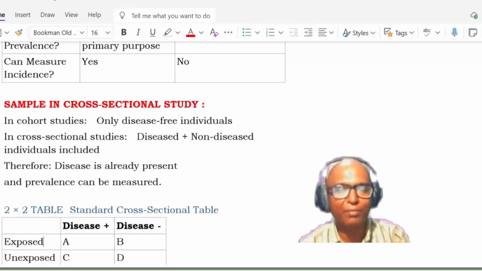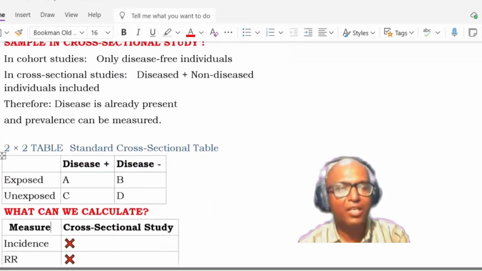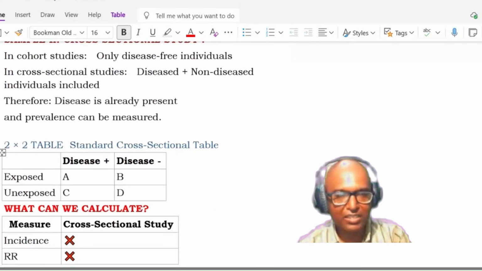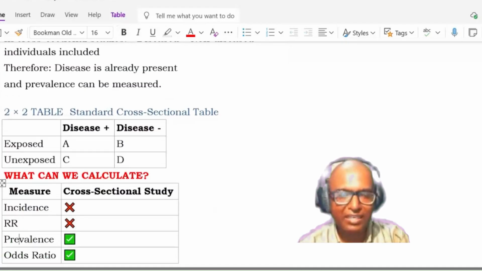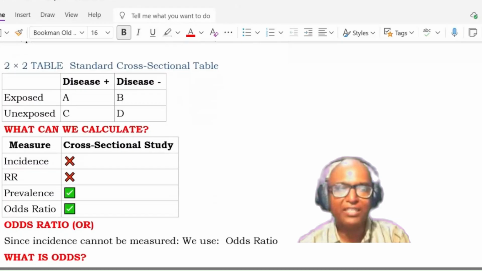So the 2x2 table for the cross-sectional study will have disease and non-diseased here, and here we will put exposed and unexposed. So this is the 2x2 table where we are going to put A, B, C, D. What can we calculate in the cross-sectional study? Can we get the incidence? We will not get the incidence. We will not get the relative risk in the cross-sectional. We will get the prevalence and the odds ratio.